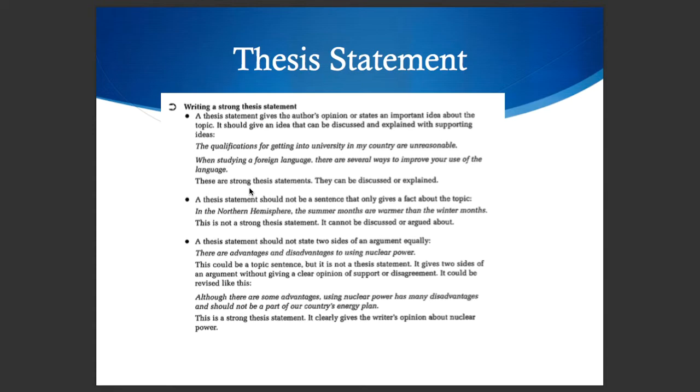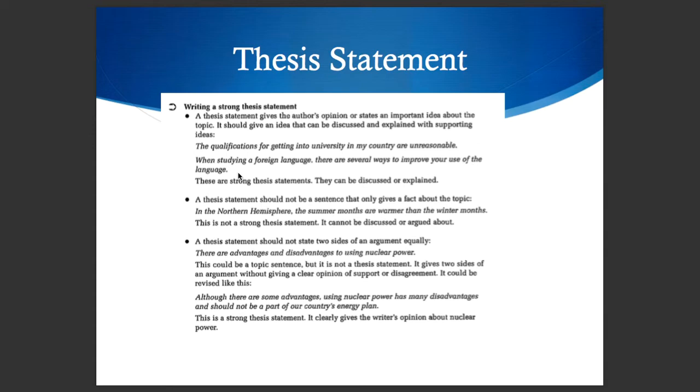And then what can be a strong thesis statement? This one, for example. The qualifications for getting into university in my country are unreasonable. So it can be discussed, although this is very sharp. And then, when studying a foreign language, there are several ways to improve your use of the language. You may find this like in Indonesia, the types of students at school, who like to sleep, who like to play, who like to take notes.